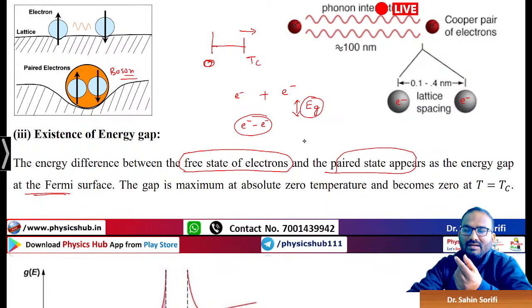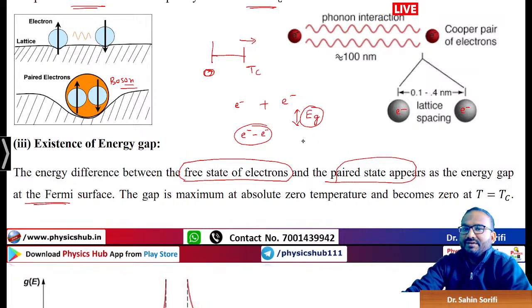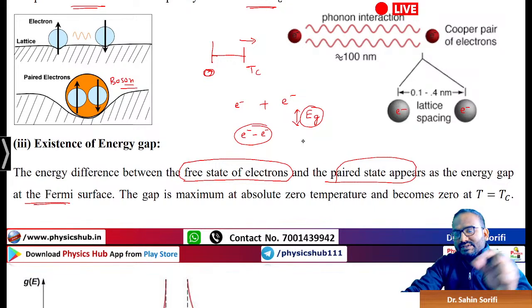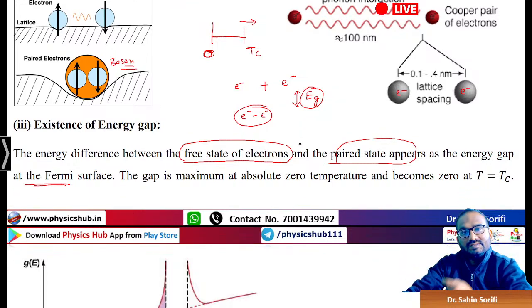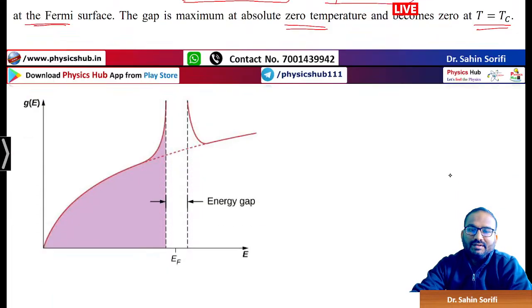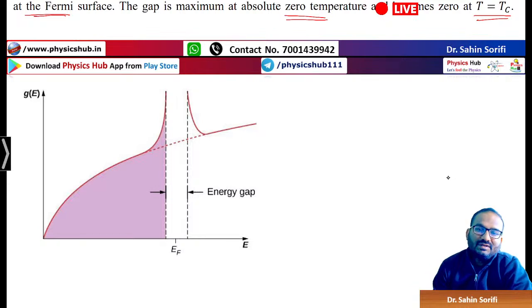Okay, this is a little unconventional. The way we understand the band gap of a semiconductor is a little bit different. Here it is the difference between the free state energies and the Cooper paired state energy. That difference serves as the band gap. This gap is maximum at absolute zero, obviously, and becomes zero at T equals T critical.